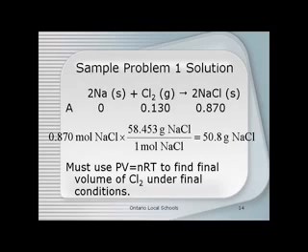In order to find the amount of chlorine left over, we're going to have to use our PV equals nRT to find the final volume of chlorine under the final conditions. We have moles, but the conditions have changed. We're not at STP. We're also not at the same conditions when we started because of this highly exothermic reaction. So we kind of have to start over here in terms of finding the volume of chlorine left over.